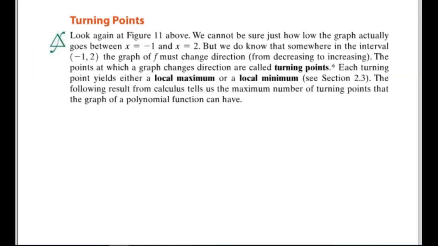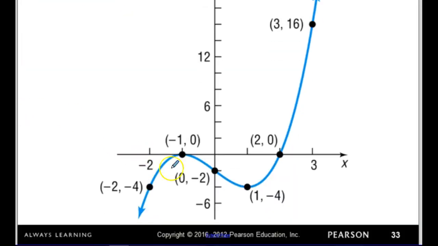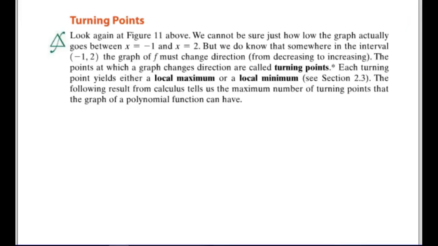Then we have these other things called turning points. In this graph, you can see I don't only just touch my x-axis. Right here would be considered a turning point, because I'm still changing direction in my graph. Sometimes we don't know exactly how low or how high the graph goes between those points, but I do know that it changes direction. This is where my local maximums and local minimums come into play, and we dealt with these in chapter 2. We're going to be using some technology to help us find these turning points.